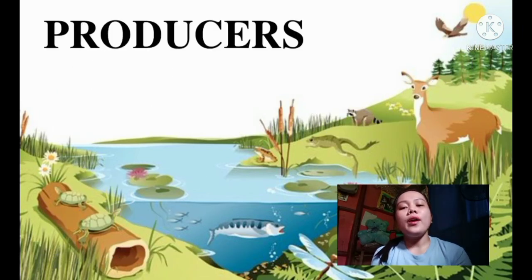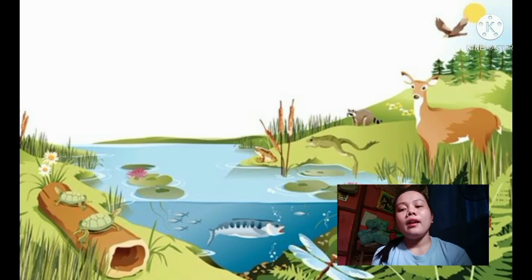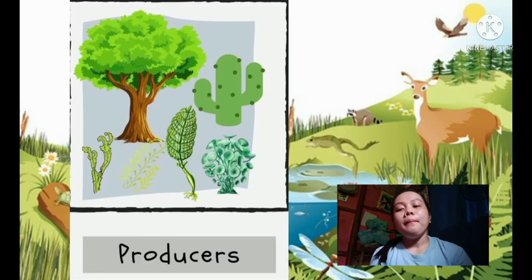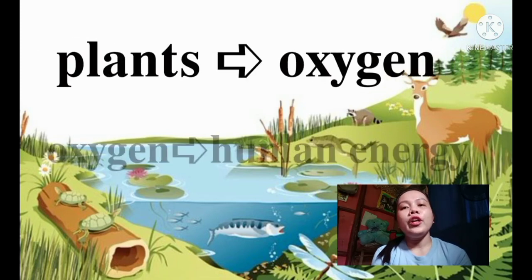Producers are otherwise known as autotrophs. They can make food from simple inorganic materials, like plants. Plants are also examples of producers because they can use carbon dioxide, water, and some minerals. First, they produce carbohydrates and various organic materials and also oxygen for humans.